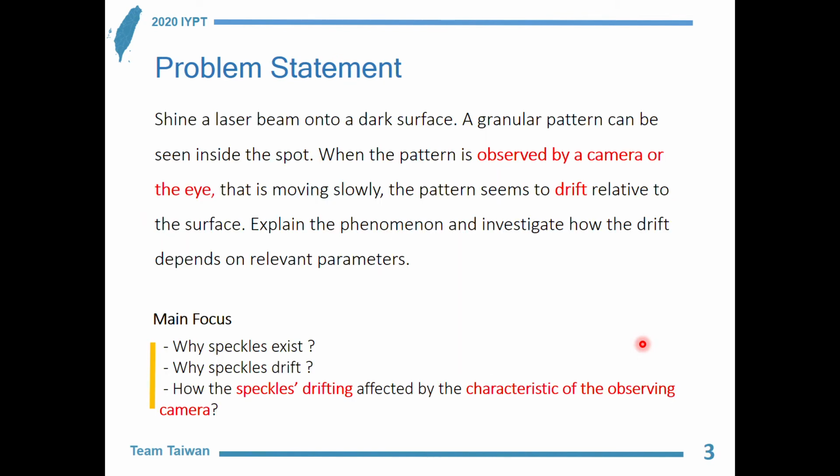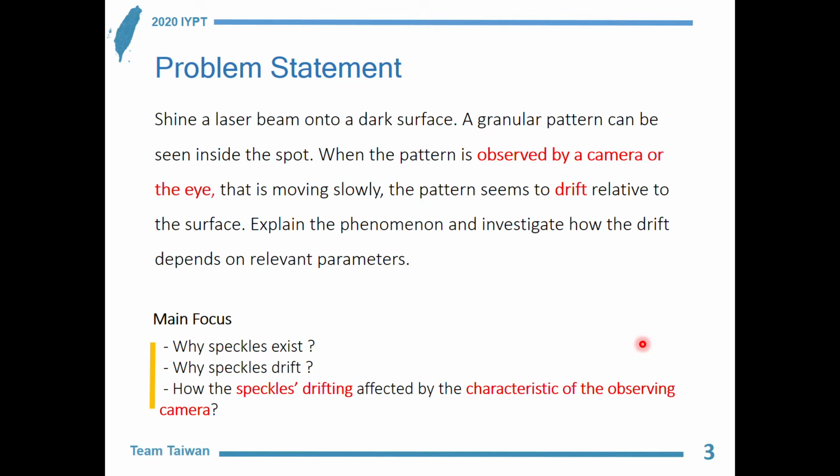And then this is the problem statement of the drifting speckles. Shine a laser beam onto a dark surface. A granular pattern can be seen inside the spot. When the pattern is observed by the camera or the eye that is moving slowly, the pattern seems to drift relative to the surface. Explain the phenomenon and investigate how the drift depends on relevant parameters.